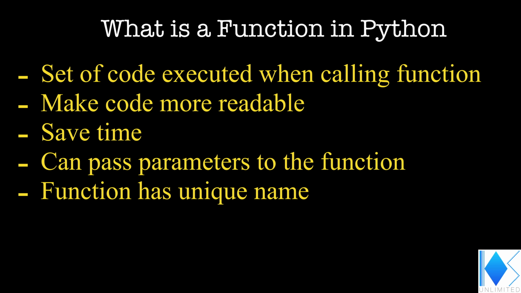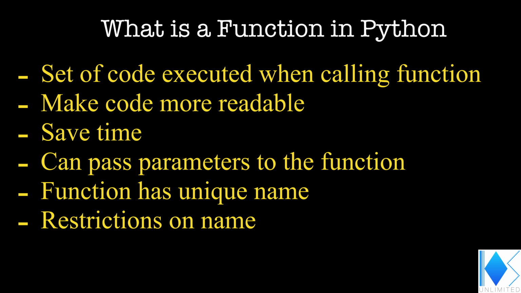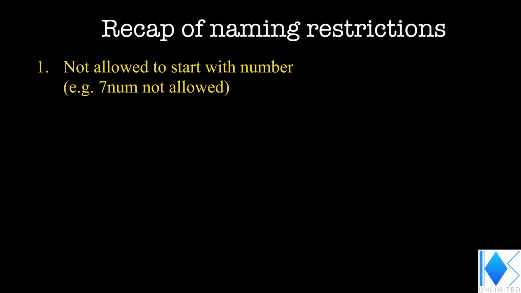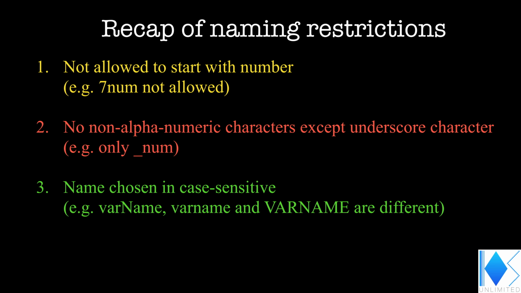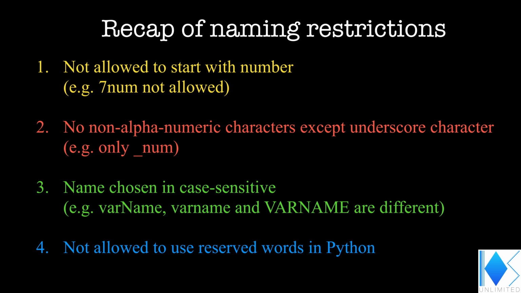The function has a unique name and has the same naming restrictions as variables in Python. The function's name is not allowed to start with a number. The first character must either be a letter or an underscore character. No non-alphanumeric characters except the underscore character are allowed in naming the function. The names chosen for the function are case sensitive. You are also not allowed to use the so-called reserved words in Python. Refer to my previous video on variables and expressions in Python for a full recap of the naming restrictions.